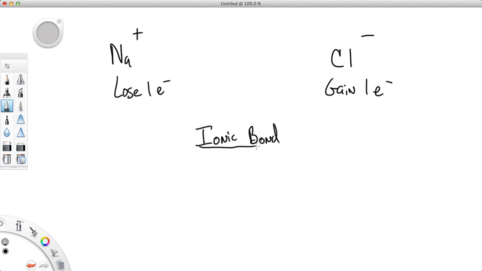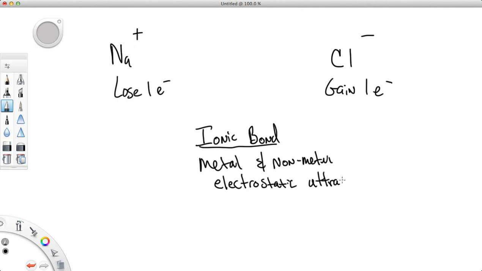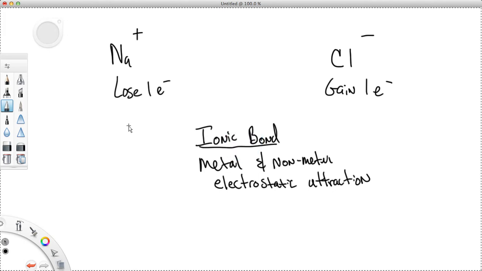And this ionic bond is when you have a metal and a nonmetal where the metal loses the electrons, the nonmetal will gain the electrons, and there is an electrostatic attraction. So there's an electrostatic attraction between them because one loses and the other one gains. So they form this electrostatic attraction by the losing and gaining of electrons.